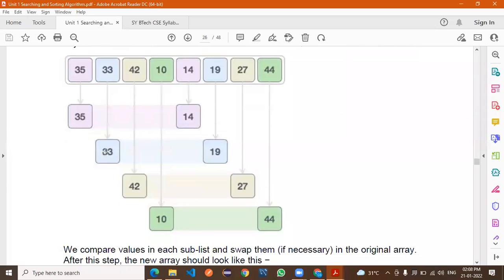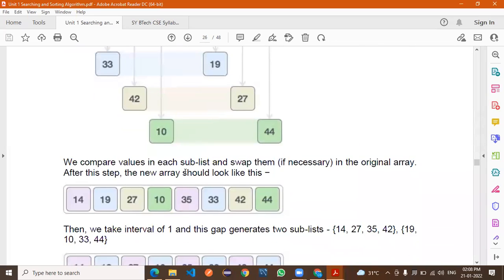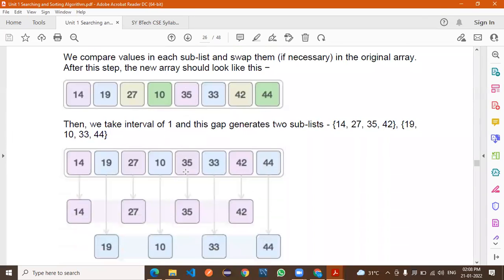So in this way we have done the swapping and comparison. So this is the first step. Now after that what I have done, so I have considered the next step.